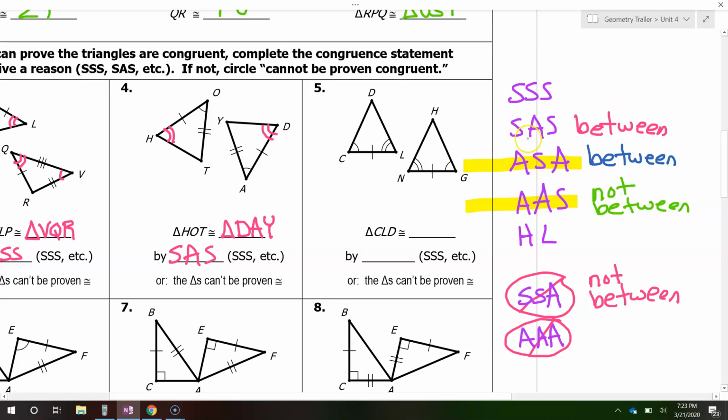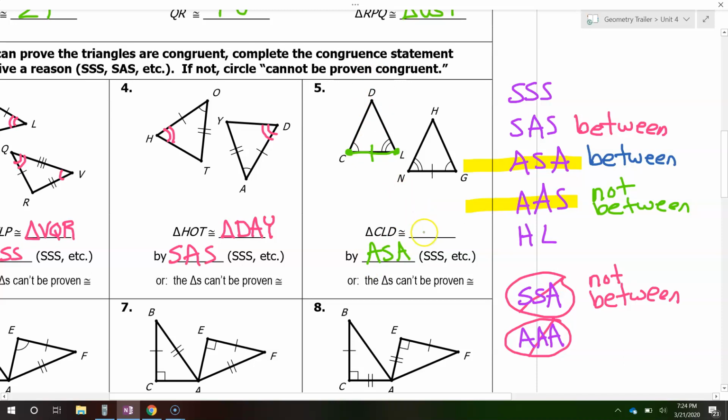All right, so which is it? Well, look, we have these two angles. One of the angles is angle C. One is angle L. If I connect those points, those vertices, that shows me that this is the side that is between these two angles. And that is the side that we have marked. So the congruent side is between, which makes this angle side angle.